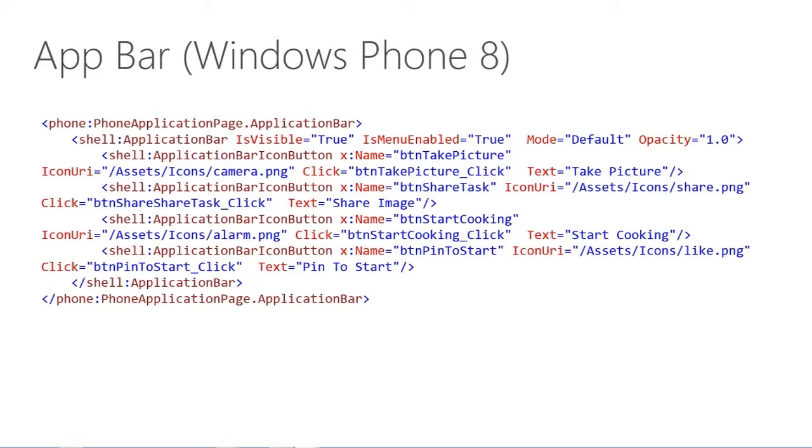On Windows Phone 8, it's a little different. The application bar, you're setting the properties via XAML. So here is visible, true, is menu enabled, true, what mode, whether it's default, the opacity, and all of those things. You can also have then various application bar icon buttons, and again, you can have up to 4 of those. And the operating system decides where to put those. It'll center them based on how many there are, and it will space them accordingly. And so here I have 4 of them, one for taking a picture, one to share, one to start cooking, perhaps it's an alarm, and then one to pin my app or maybe my recipe to the start screen.